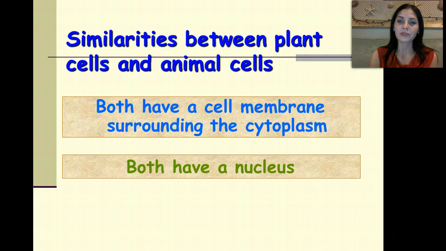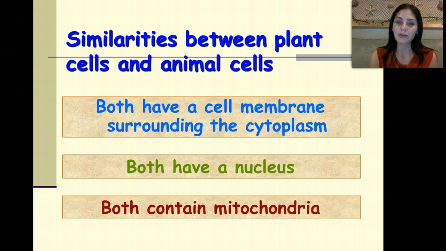So similarities between plant and animal cells. Both plant and animal cells have a cell membrane surrounding the cytoplasm. They both have a nucleus. They both contain mitochondria. So this concludes part 3 of microscopes and cells.